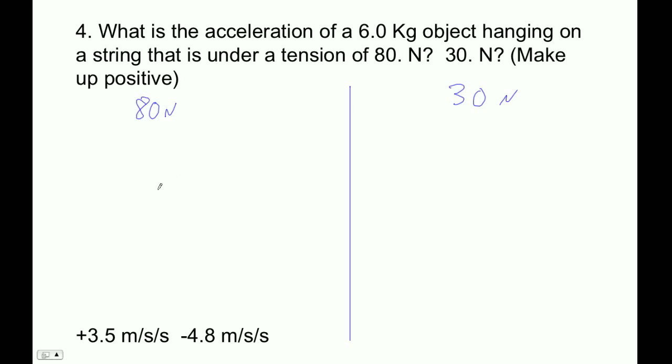Okay. Now let me just draw a little picture here. Here's this object. Okay, it's 6 kilograms, and there's a string, right? Now the tension in the string is just an upward force, right? So our forces are then 80 newtons up in this case, and then you can't forget gravity, right? So gravity is 6 times 9.81. So this is the force of gravity. I'm just calculating the weight here, right? So 6 times 9.81, 58.86.